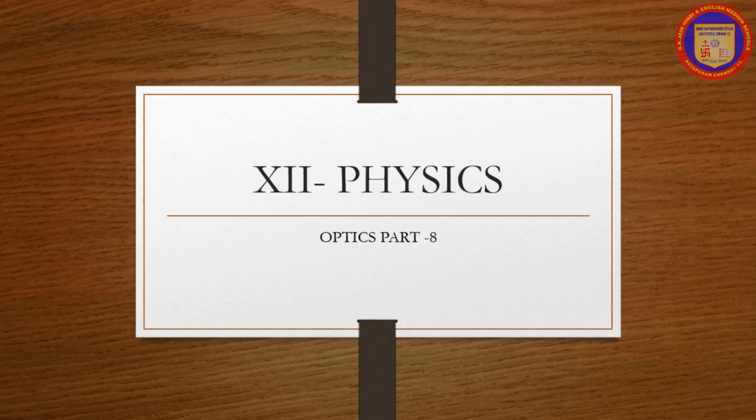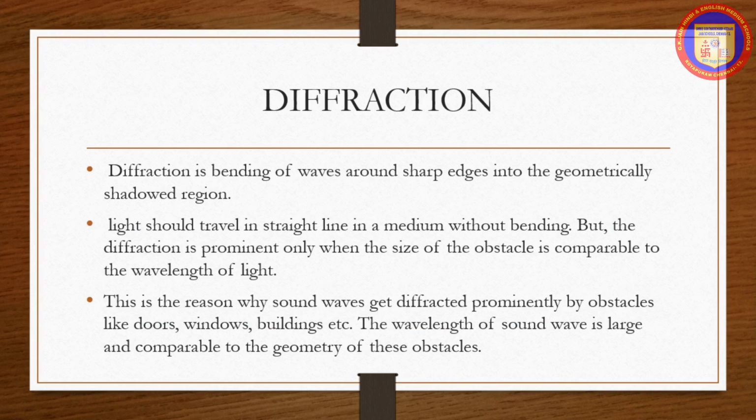Today we are going to learn optics part 8 in 12th standard physics. In this we are going to learn about diffraction. The bending of waves at the edges is called diffraction. We learn about Fresnel diffraction and Fraunhofer diffraction. 12th standard physics optics part 8. So now we start with diffraction.